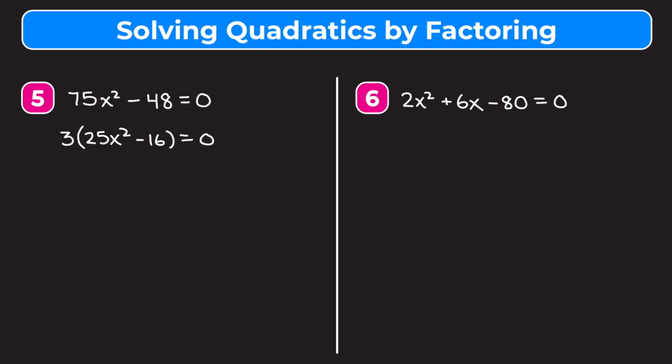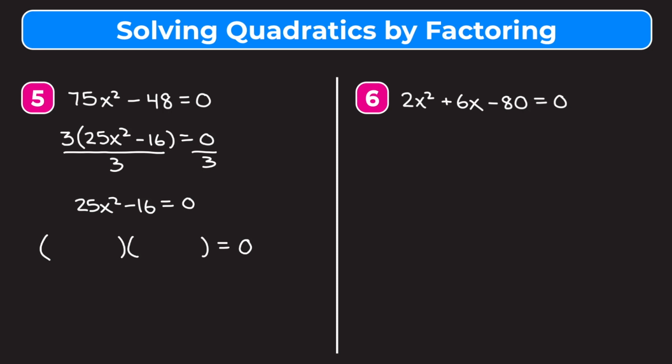So we have 3 times the quantity of 25x squared minus 16 is equal to 0. And now let's just divide both sides by 3 to get rid of it. On the left, the 3's cancel out, so we're left with 25x squared minus 16. And on the right, 0 divided by 3 is 0. And now you may notice that we do have the difference of two squares. 25x squared has a nice square root, and so does 16. So we're going to factor this in a similar way that we factored number 4.